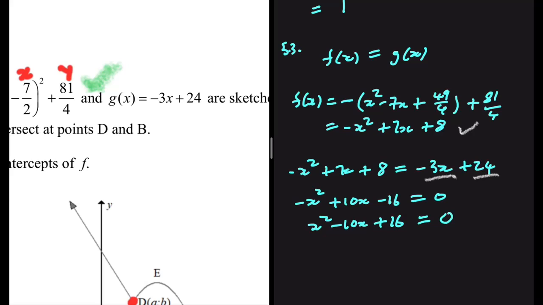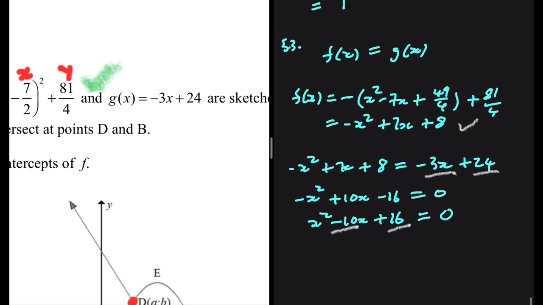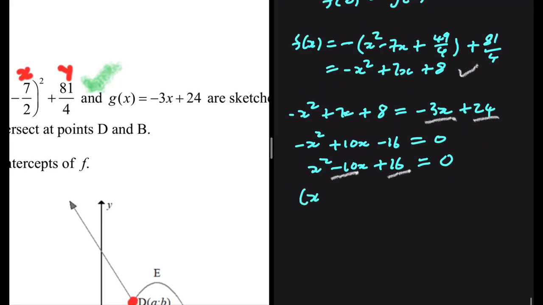Two numbers that we multiply and get 16, but when we add them, we get minus 10. That is minus 8 and minus 2. So we have x minus 8 multiplied by x minus 2 being equal to 0. X is equal to 8 or x is equal to 2.